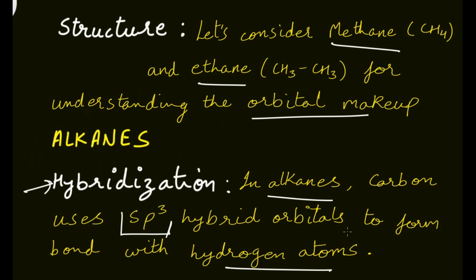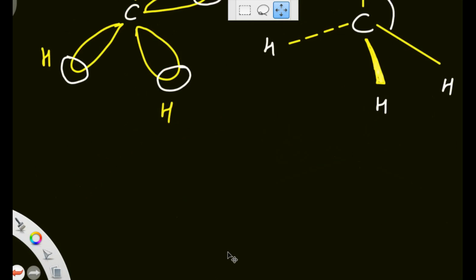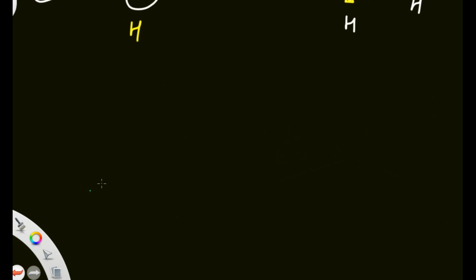Let us look at the structure. Now this is the example of methane. We have taken methane, right? Now the carbon is sp3 hybridized. What is the meaning of sp3 hybridized? Let me talk about it a little bit. Now carbon has 2s and 2p orbitals, right?